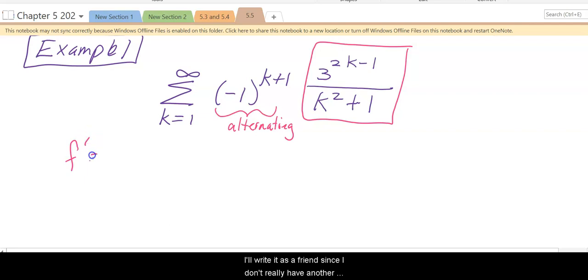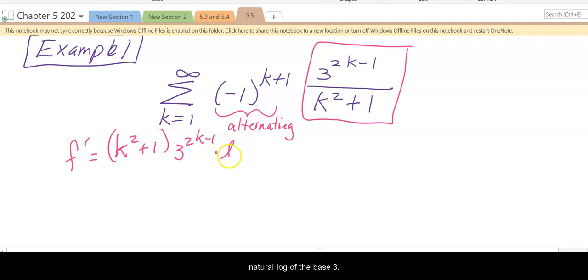I'll write it as f prime since I don't really have another easy way of writing it. On this one, I'm going to use the quotient rule. This would give me the bottom times the derivative of the top. The derivative of 3 to the 2k minus 1 is 3 to the 2k minus 1 times the natural log of the base, 3, times the derivative of 2k minus 1, which is 2. This is straight from Calculus 1, which you may need to brush up on.